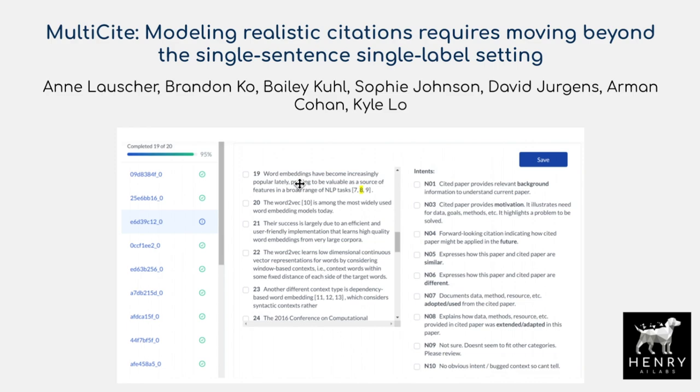Papers like BioBERT, SciBERT, and so on are showing the results of, say, doing language model fine-tuning on these scientific paper datasets. Multi-Sited Modeling Realistic Citations Requires Moving Beyond the Single Sentence, Single Label Setting is looking at this subtask of scientific literature mining, citation analysis. So say you're going through a scientific paper and you see a citation and you want to classify the intent of the citation. Citations provide a lot of background in these papers. So say when you read this paper, it'll cite these other papers from scientific literature mining. Citations provide a lot of context and it's a really good task for supervised learning for understanding the behavior of these models trained on scientific paper datasets.